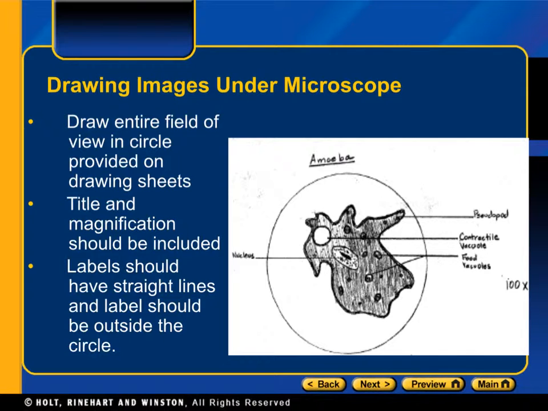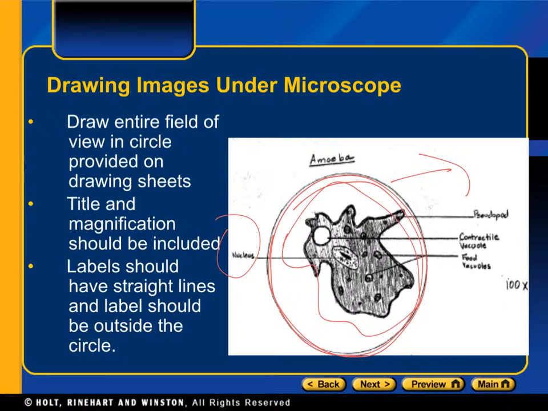When you are labeling, you can see on this picture it is labeled good. The lines are nice and straight coming off of what you are pointing to, and you are always labeling it outside of the circle. You would never write nucleus, for example, inside that circle. It would have to be on the outside. There should be no labeling anywhere inside. All the labels are on the outside of the circle. And that finishes up the notes.